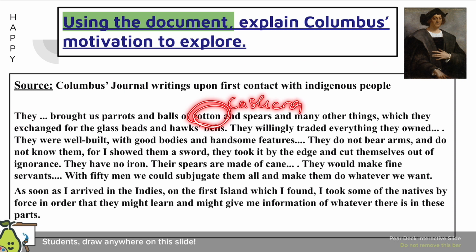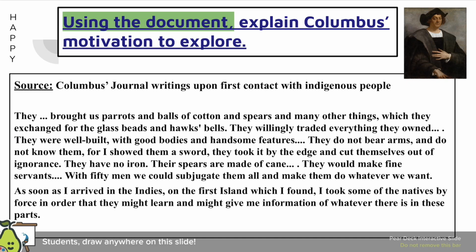That first 15 minutes of the DBQ section on the exam should be notating the document and start thinking, okay, which of my categories could I put this in, or could I create a category just based on this document and pair it with other documents? So cotton, spears, and many other things which they exchanged for the glass beads and hawksbills. They willingly traded everything they owned.